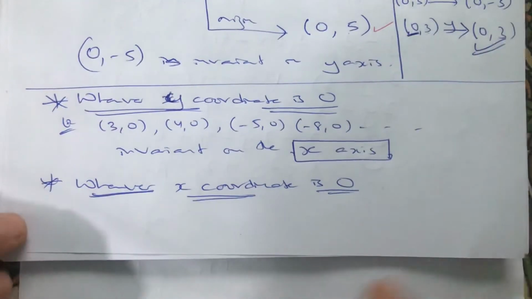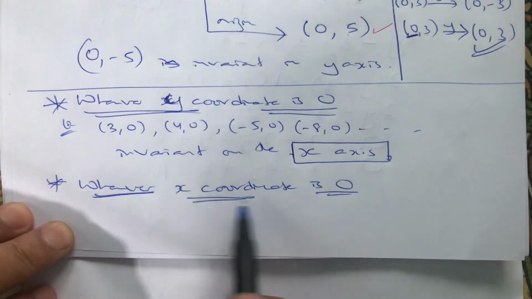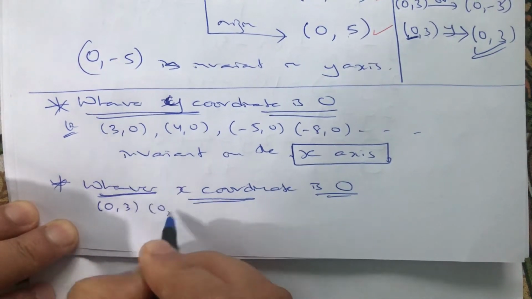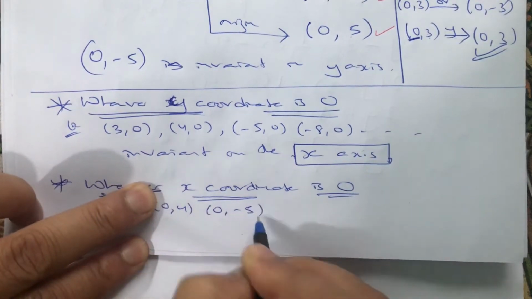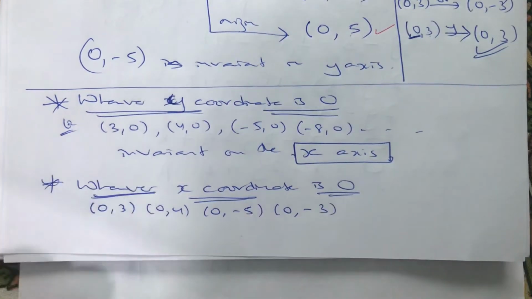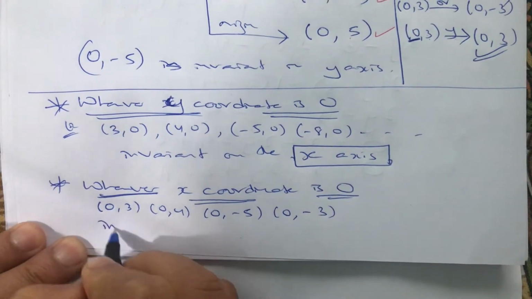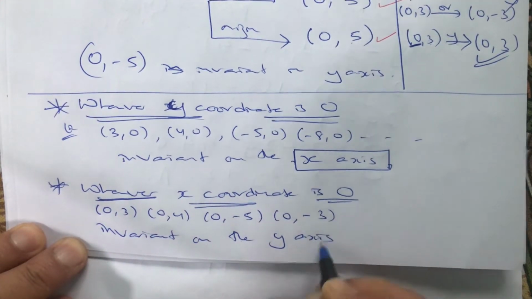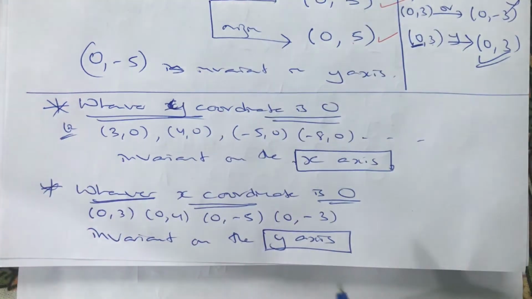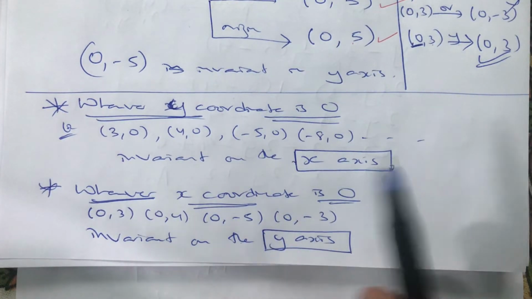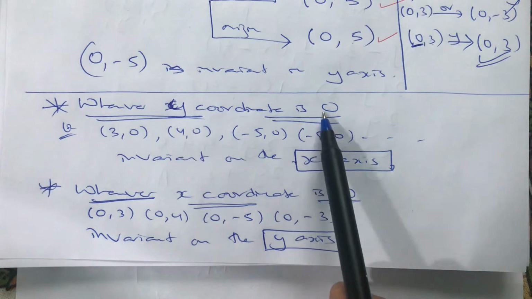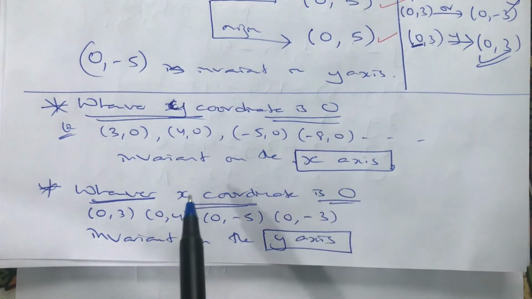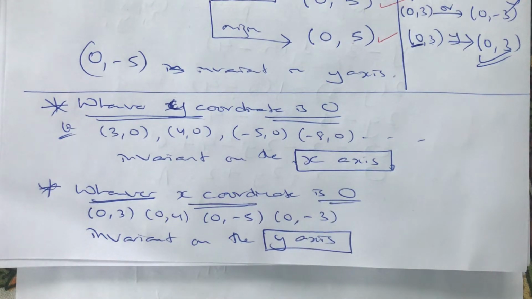So we can ultimately conclude that whenever the x coordinate is 0, for example 0 comma 3, 0 comma 4, 0 comma minus 5, 0 comma minus 3, any of these where the x coordinate is 0, it is always invariant on the y-axis. The way you can remember it is: if it's y coordinate 0, ulta, so y is 0, invariant on the x-axis. If x coordinate 0, invariant on the y-axis.